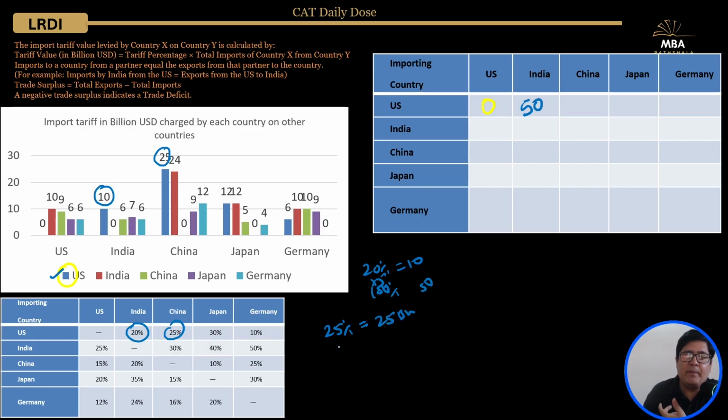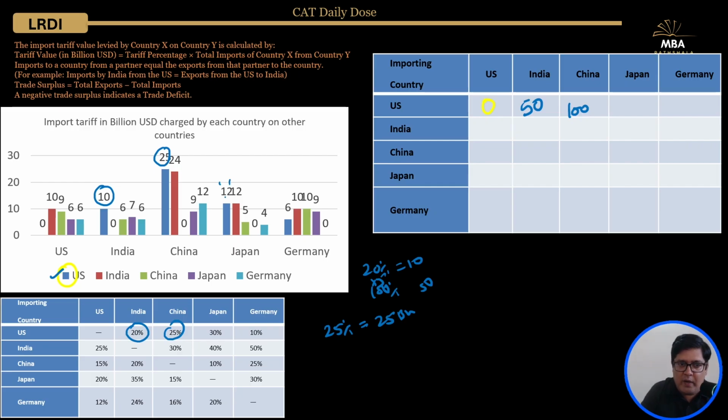So can I say 100 percentage will be 100 billion? What that means is China is sending 100 billion worth of goods to USA, or USA is importing 100 billion worth of goods from China.